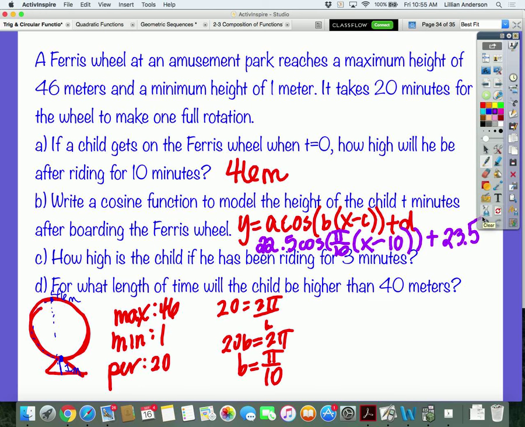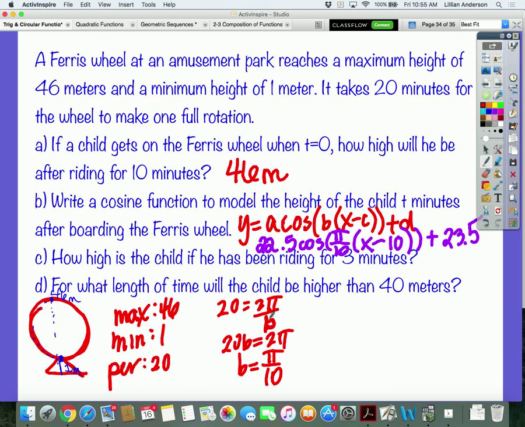Questions? The period, right? So if it gives you the time it takes, you set it equal to 2 pi over b, because that is how long it takes to reach the full cycle. You find the difference between the axes. Yes.